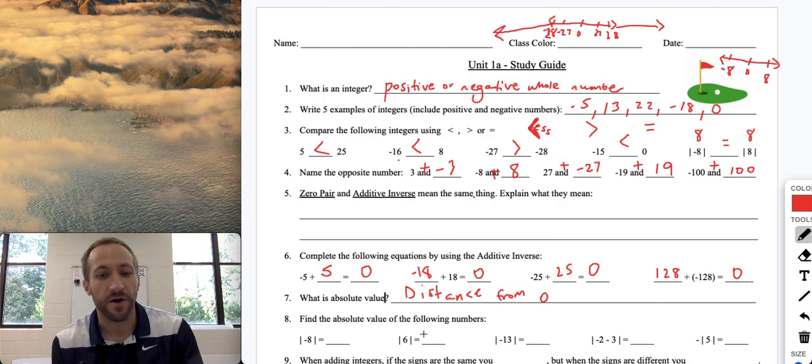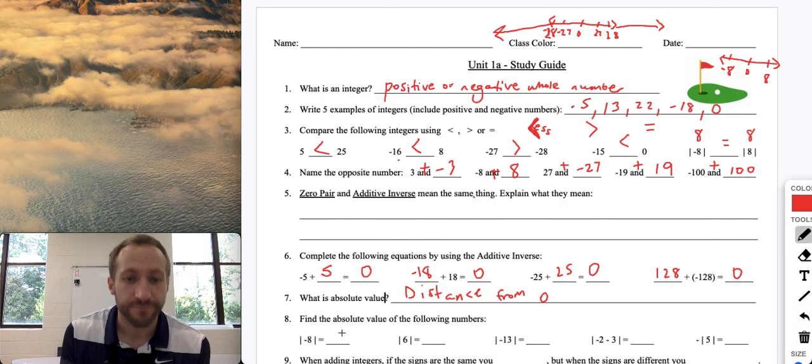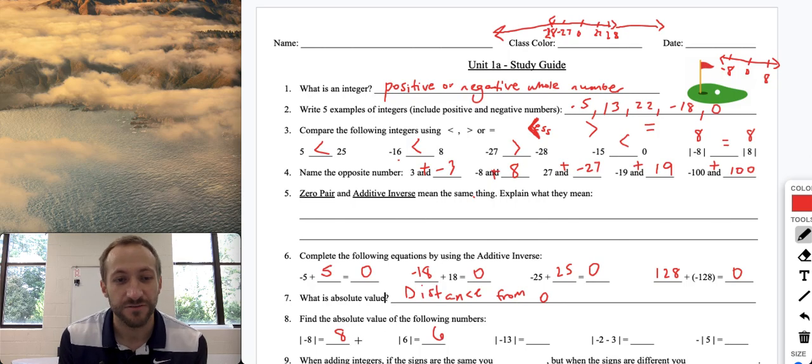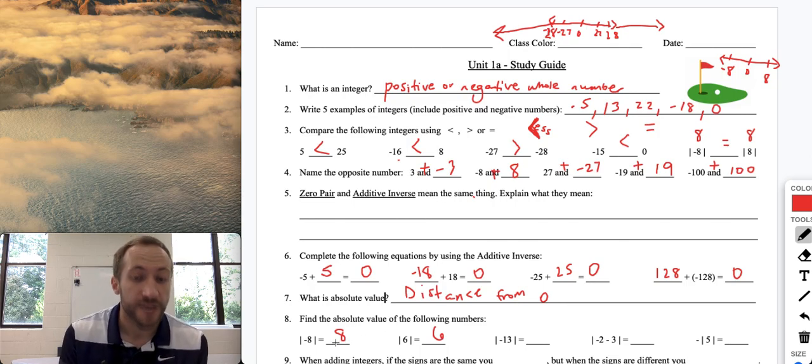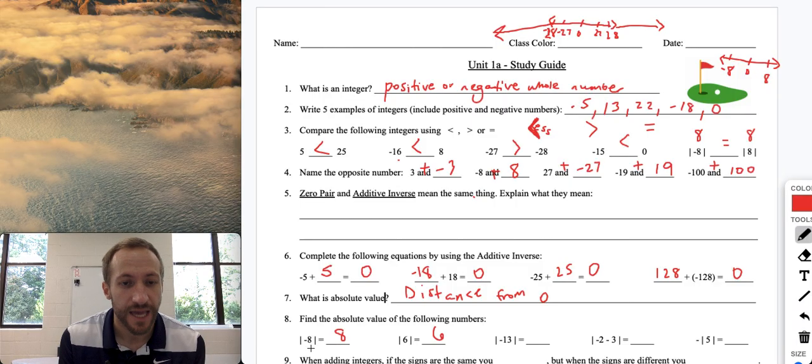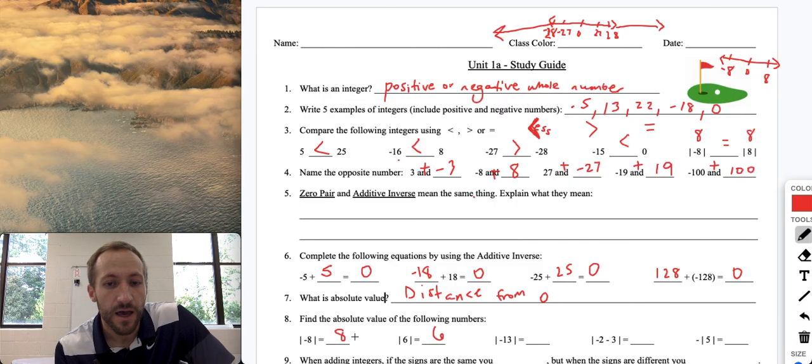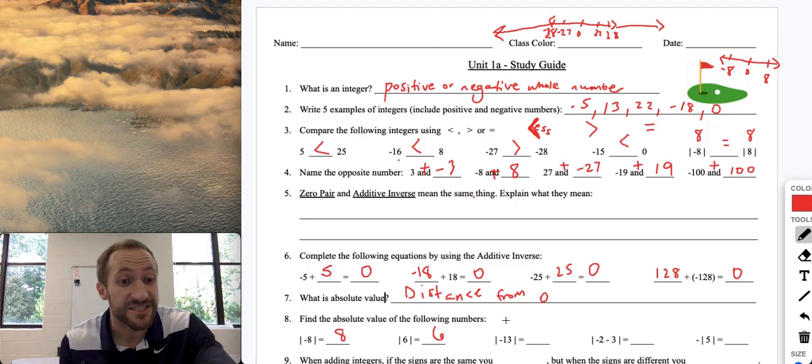Find the absolute value of the following numbers. So the absolute value of negative 8, that's just going to be positive 8. The absolute value of 6, that's 6. And some kids think the absolute value is the opposite number. Sometimes it works out to be that way. The absolute value of negative 8 is 8. But the absolute value of 6 is not negative 6. It's positive 6. So it's just the distance from 0.